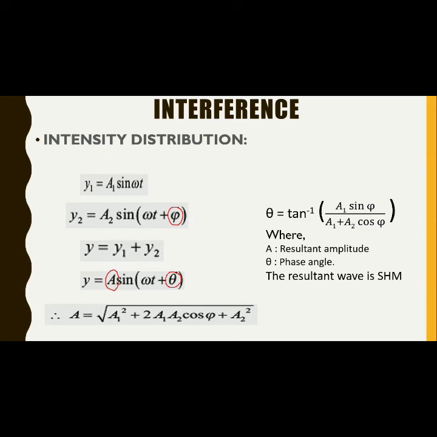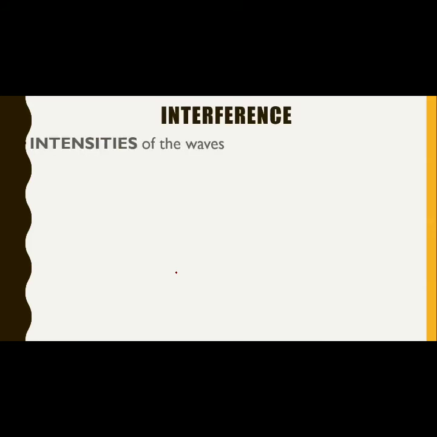Okay. So just like before, we can have intensity distribution for light waves as well. How can we have intensity distribution for light waves? Let's see that. For the intensities, we can go for maximum and minimum intensity. तो maximum intensity कब मिलता है हम लोगों को? When there is no phase difference.